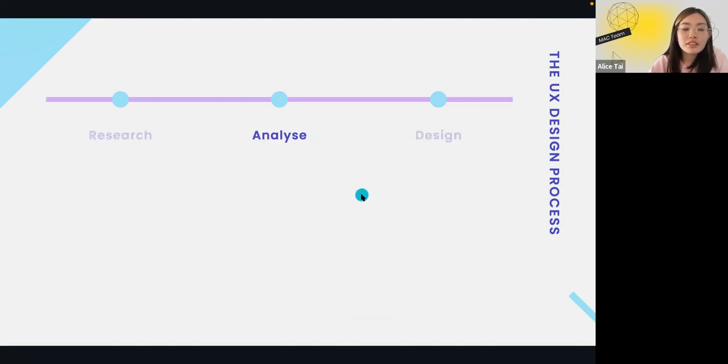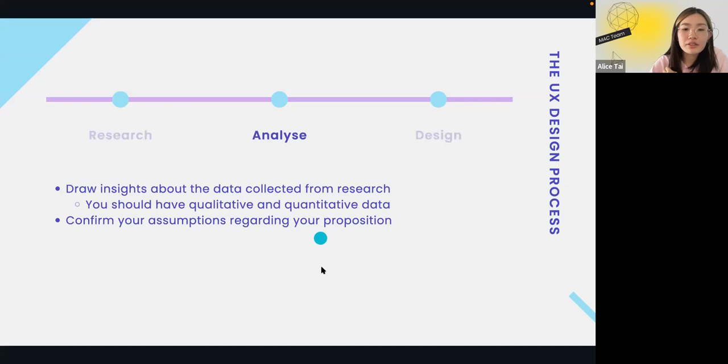And next part is the analyze phase, and this part is where you gather data and draw insights about them from your research. This is basically where you draw correlations from what you gathered from your interviews and surveys, find common pain points that people complain about, and draw a conclusion from that.